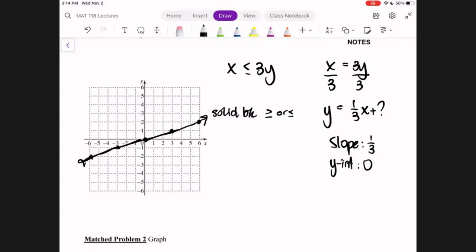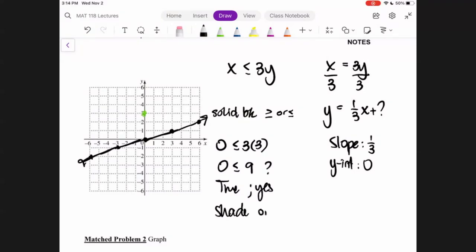Okay. And now do I shade above or below? Well, I can't use the origin now, so I'm going to pick any other point. Any point on the axis should work, so I'm just going to do 0, 3. So I plug that in. I get 0 is less than or equal to 3 times 3. So 0 is less than or equal to 9. Is this true? Yes. So you shade on the 0, 3 side. Okay. So I'm going to shade up here.